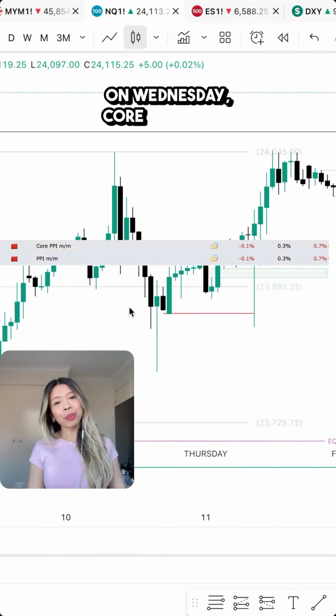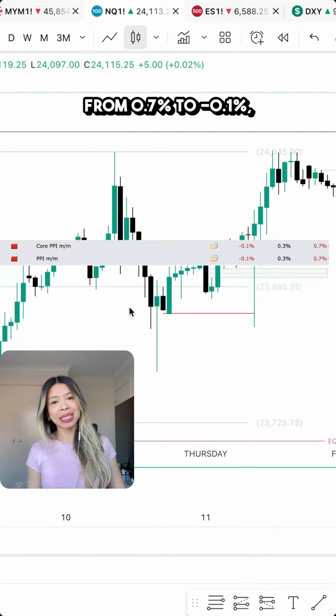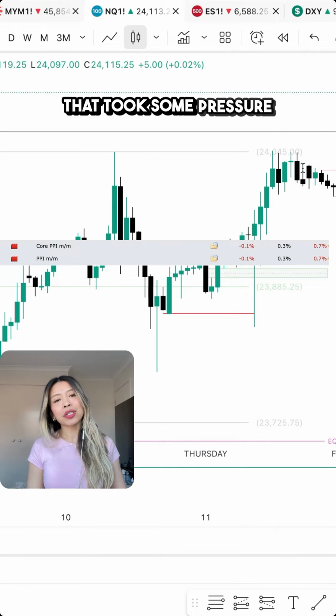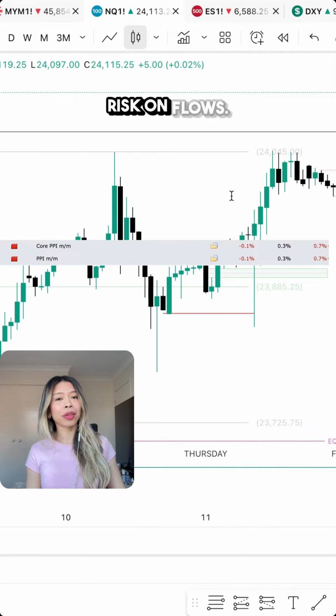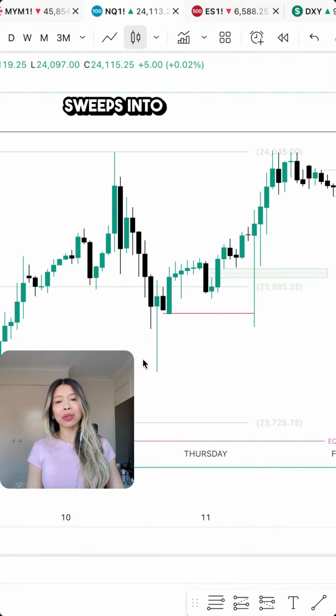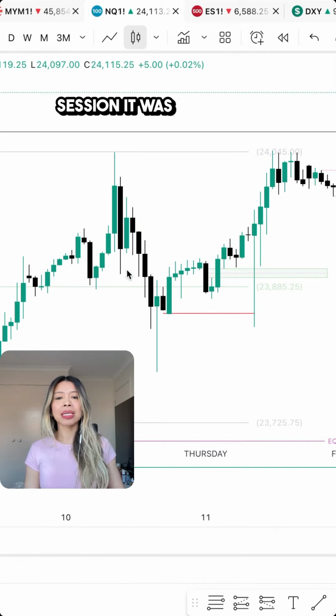On Wednesday, core PPI flipped from 0.7% to minus 0.1%, showing a sharp cooling in producer inflation. That took some pressure off the Fed and sparked risk on flows. From an ICT perspective, it lined up with liquidity sweeps into lows before displacing upward. So during the morning session, it was an external to internal trade setup.